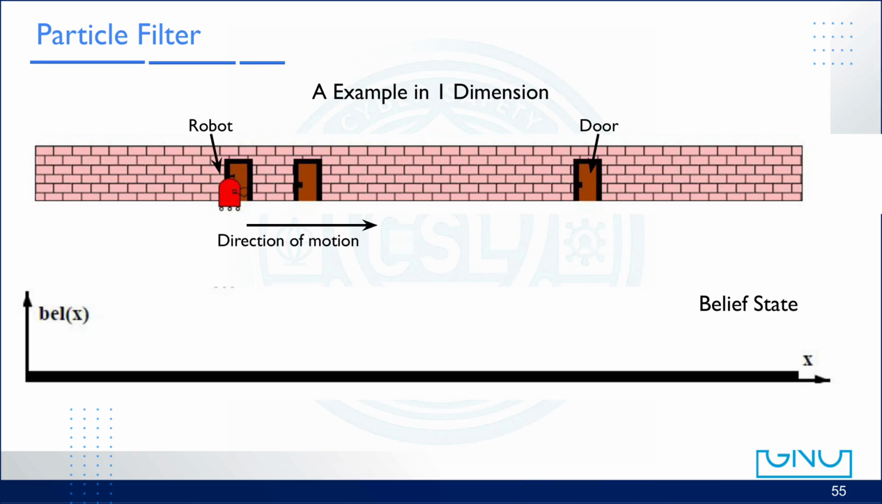At the beginning, the robot has no idea where it is. It could be anywhere along the corridor. So, we represent its belief as a uniform distribution. That means every location has equal probability. This is the state of maximum confusion. The graph you see is called the belief state, denoted Bel(x). It describes the robot's probability of being at each position x.